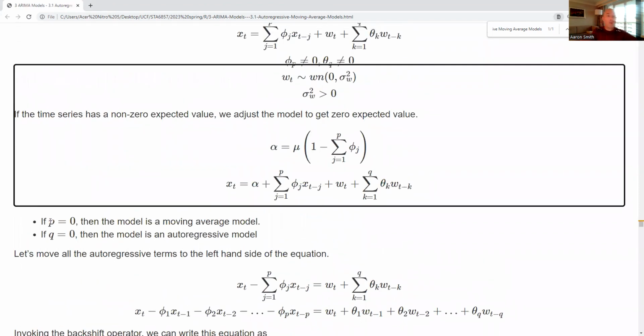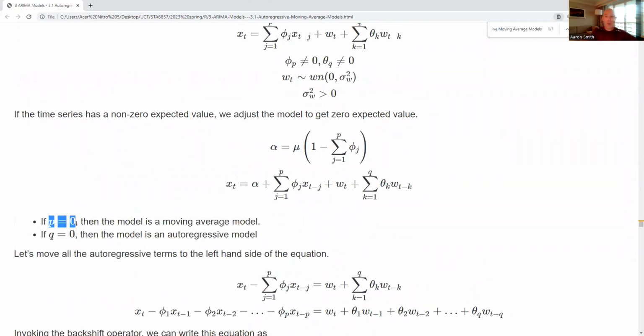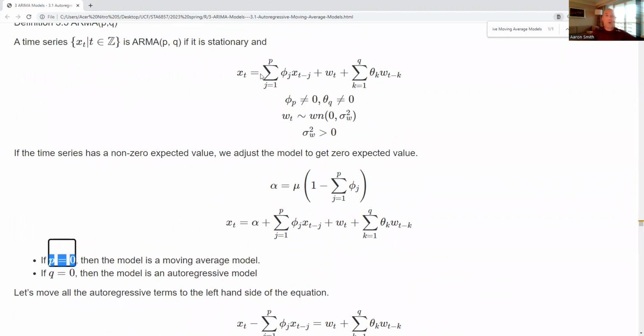Now, if P is equal to zero, then you'll notice that we don't have any autoregressive terms. So if P is equal to zero, all of these go away, and I'm just left with a moving average. If Q is equal to zero, then the moving average portion is gone and we have an autoregressive model. For the purpose of this video, we are assuming that we have non-zero P and Q because we're interested in the case where we have autoregressive and moving average at the same time.